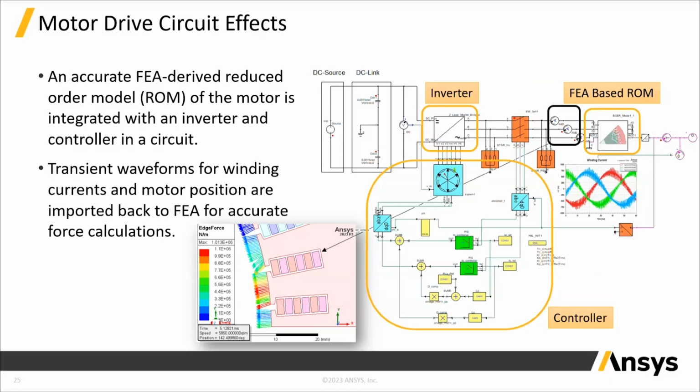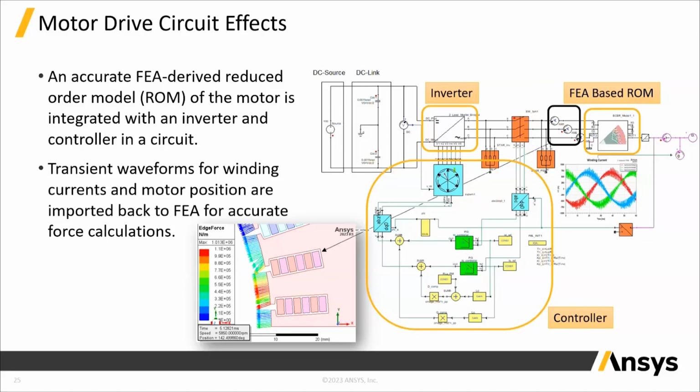Once in the circuit, the motor is integrated with the inverter and controller all together in one schematic. As the system operates under the command of the controller, the inverter will modulate its output to achieve the desired voltage for the needed operating points, such as a given speed and torque. So we'll see more details about this system integration and that process in a subsequent webinar.